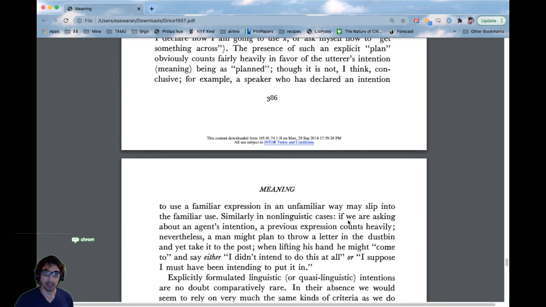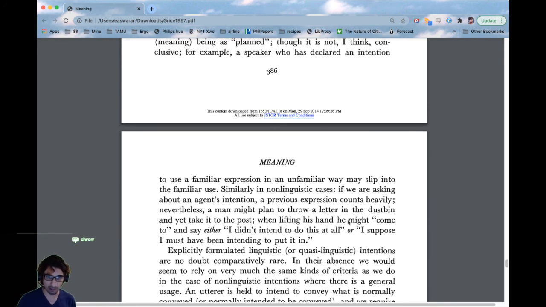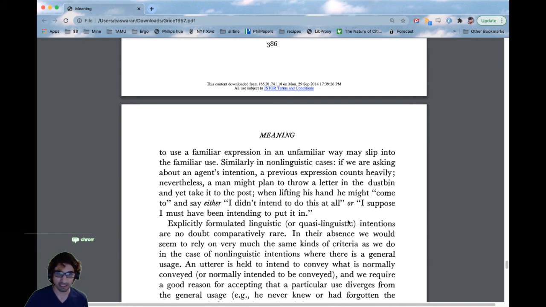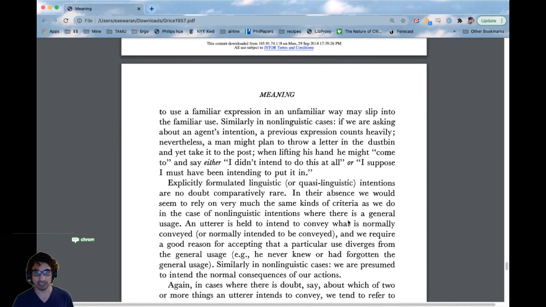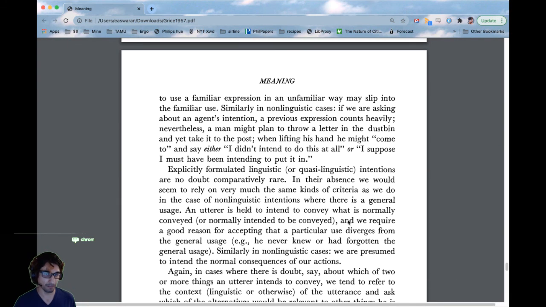For example, a speaker who has declared an intention to use a familiar expression in an unfamiliar way may slip into the familiar use. I think I've used the word meaning in this reading several times. I've used the word mean in the phrase "by means of," which is completely different from all the stuff about meaning. Similarly, in non-linguistic cases, if we're asking about an agent's intention, a previous expression counts heavily.